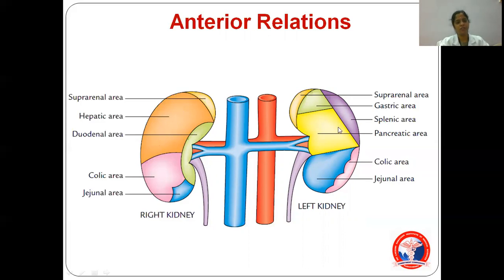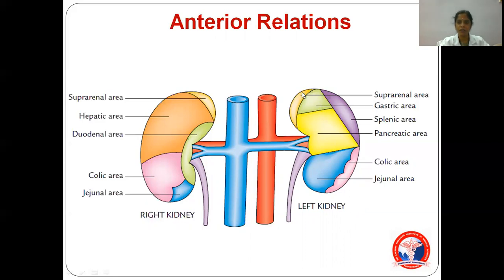Now coming to the left side. Okay, are you following? No? So just see the picture. Okay, listen carefully. On the left side, we already know the pancreas is there, the spleen is there, the stomach is there. Okay, so with that idea, we can discuss the relations here.